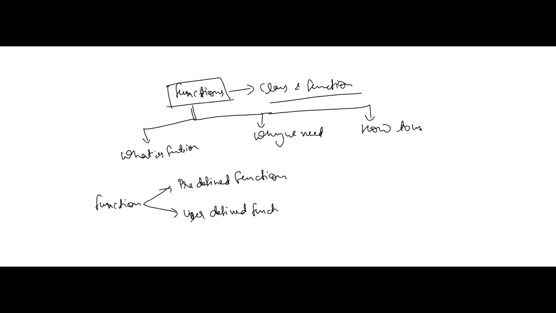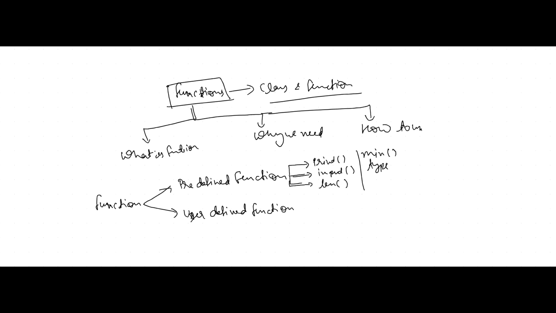So can anyone tell me any of the predefined function names? Like print, min, max. Correct. Print is a predefined function. Input is a predefined function. Length is a predefined function. There are a lot more. Min is to check the minimum value. Type is to check the type.